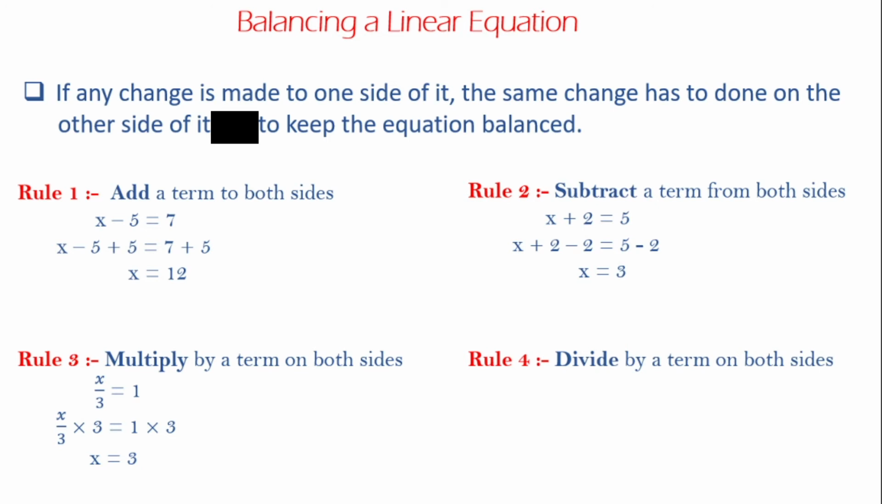Rule 4 says that you have to divide by a term on both sides. Let's solve an example. You have to eliminate 5 from the left hand side to get the value of x. So to eliminate 5 from the expression 5x, we will divide by 5 on both sides of the expression to keep the equation balanced. So when you solve 5x upon 5 equals 25 upon 5, you will get x equals 5.